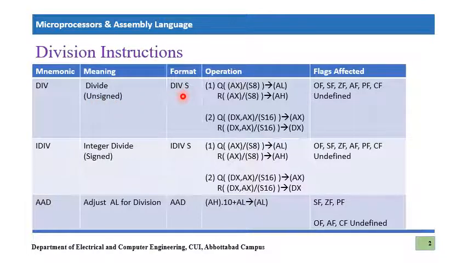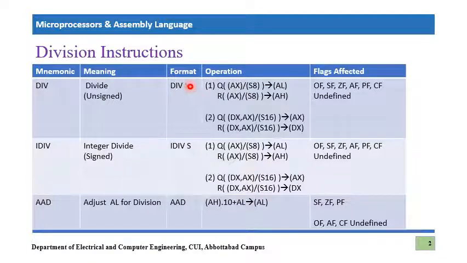DIV S, and S indicates the source operand. So the source operand is basically going to be the divisor. I hope you know that whenever division is performed, there are always two things. One is called the dividend, and the other is called the divisor. The dividend is the number which is going to be divided, and the divisor is the number which is going to divide the dividend. Or one can also say that division is equal to numerator divided by denominator. So the numerator is your dividend and the denominator is your divisor. So S is our denominator or divisor.